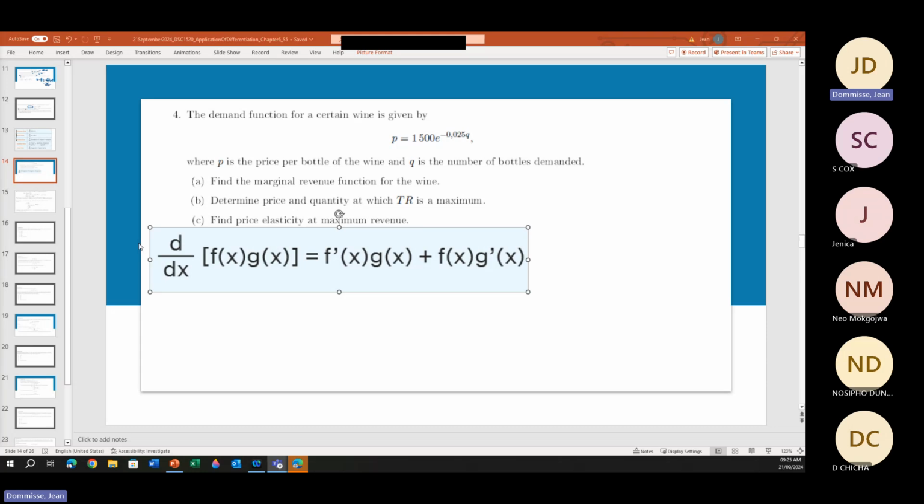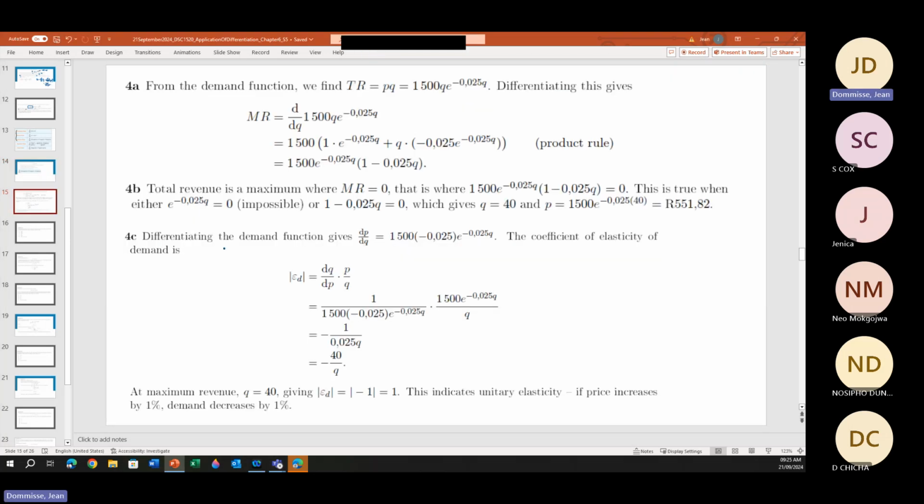Okay, so let's look at this one. Marginal revenue. So remember, if we need to get to marginal revenue, we need to differentiate total revenue. So the first thing we will need to find out is what that total revenue curve is. And that is the first thing that can nearly catch us out.